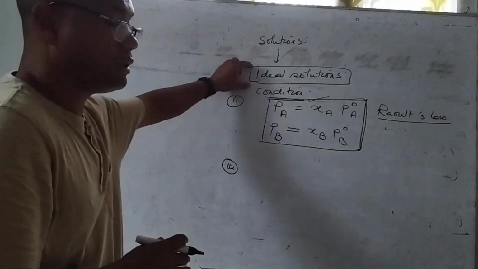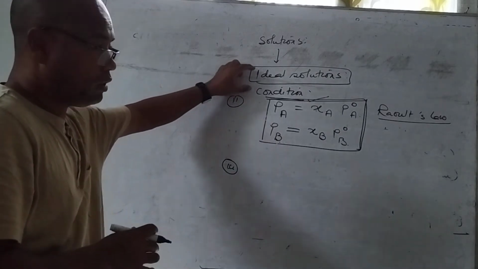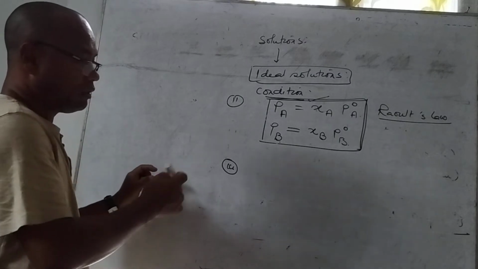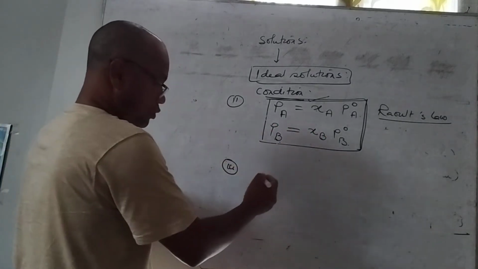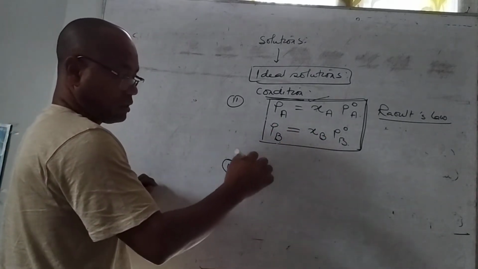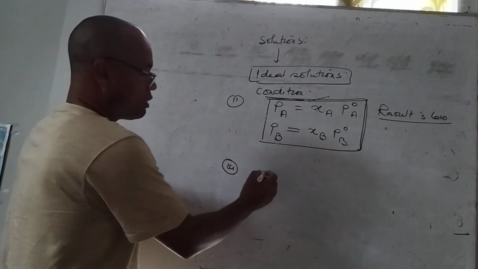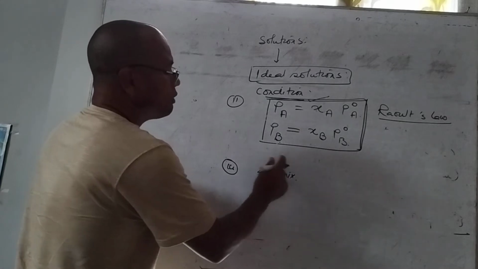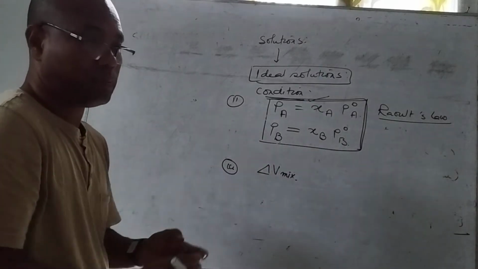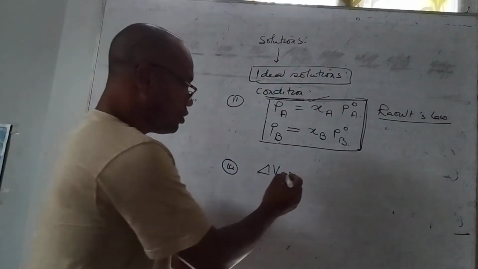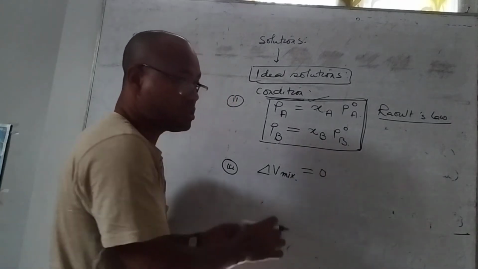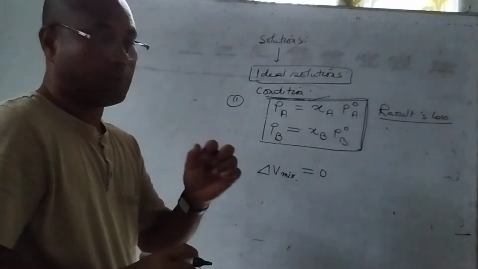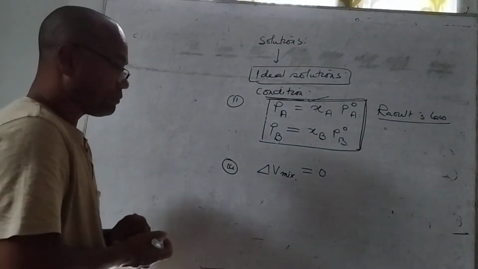But in the case of the ideal solution, when we mix the two liquids, the volume of the solution does not change. That means it remains unchanged. We express that as delta V mixing. Delta V mixing, meaning the change in volume on mixing, should be equal to 0. That means it remains constant, unchanged.